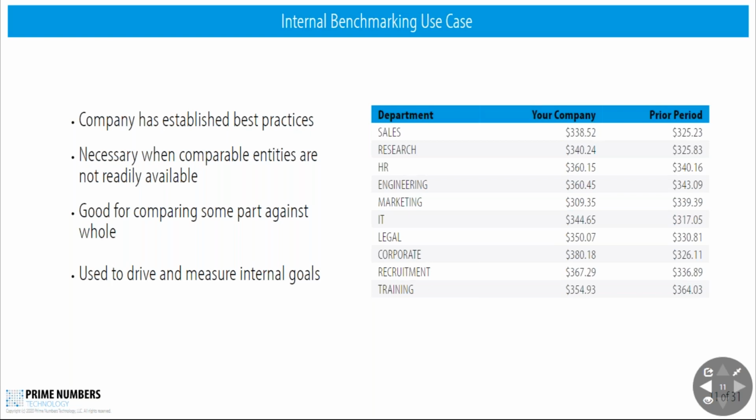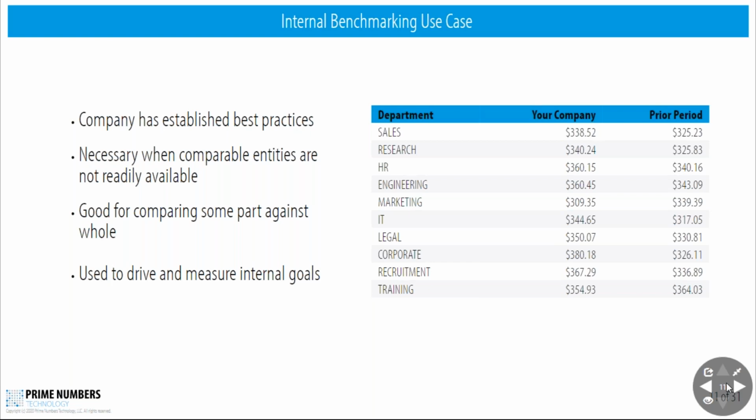It's good for comparing some part against the whole, a department against the whole company, and used to drive and measure internal goals. So looking at the grid that we have here, I could use this really readily to create goals for each department.